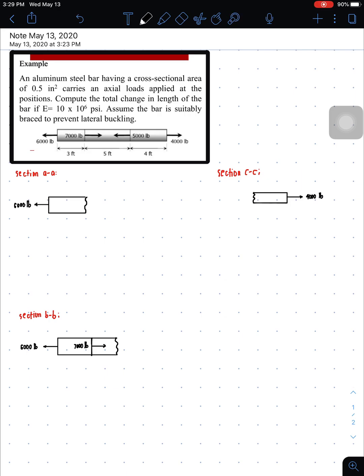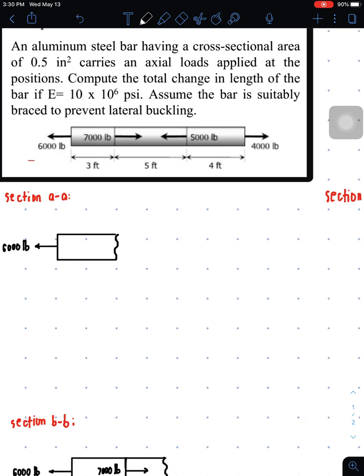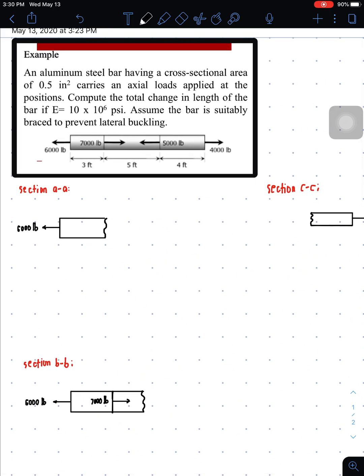Next example: an aluminum steel bar having a cross-sectional area of 0.5 square inch carries axial loads applied at the positions shown. Compute the total change in length of the bar if the modulus of elasticity is 10 times 10 to the 6th psi. Assume the bar is suitably braced to prevent lateral buckling.